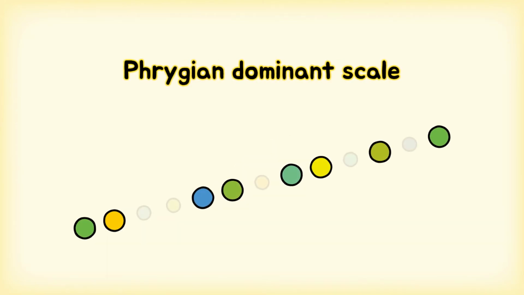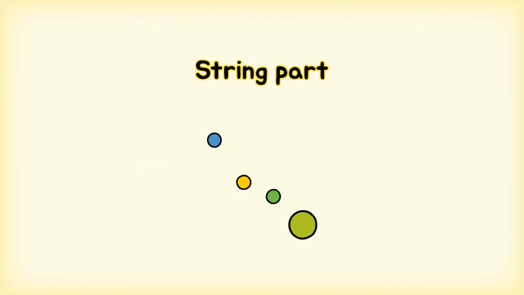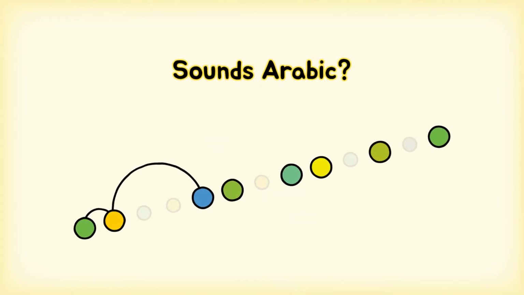But that's not the only feature of the Phrygian dominant scale that's worth talking about. The step from the second note to the third is augmented. It's three semitones, not one or two. When used in a melody, like the string lines in Unholy, this can stick out to Western listeners. So, is it the Phrygian dominant scale's flattened second and its augmented step that sound Arabic?